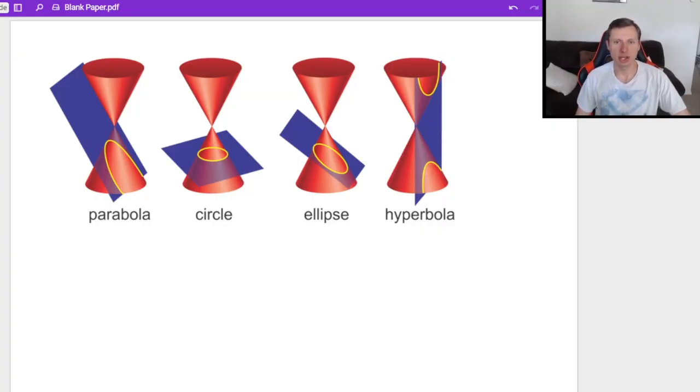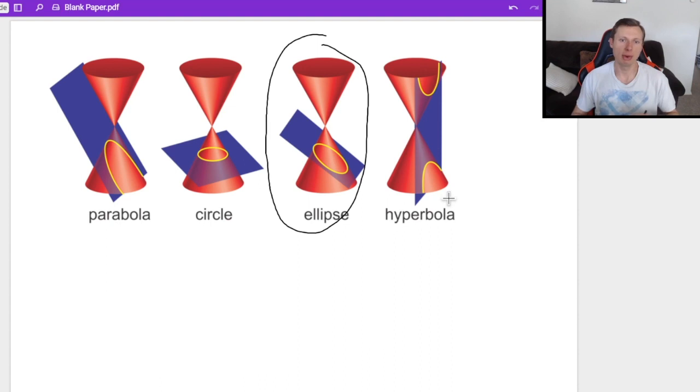Today we're continuing our journey through conic sections. In this video we're going to be talking about the ellipse. If you remember, each of these four conic sections is what you get if you put a plane through a cone shaped like this. And so in this video we're going to be looking at the ellipse, which is really just an oval as far as we're concerned.